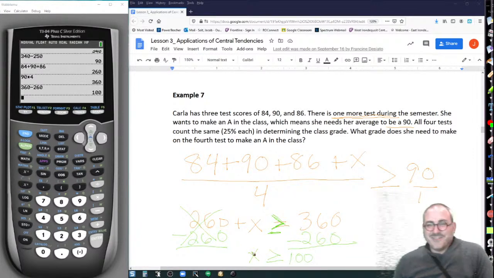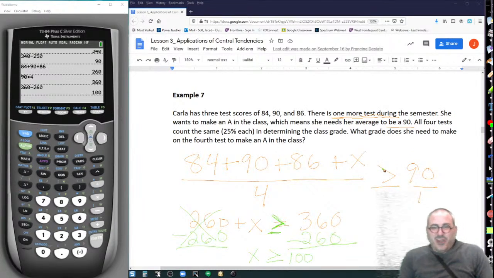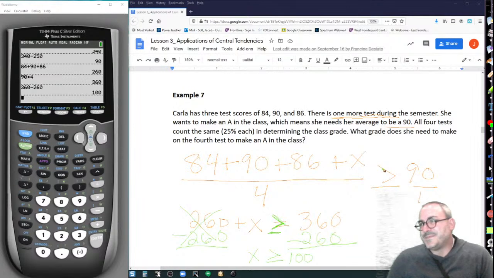100, right? She would need to get 100 or more on this test. Is it possible to get 100 or more? Probably not. It's often not possible to get over 100 on an exam. So really what we're shooting for is a 100, right? If Carla wants that 90, Carla is going to have to have a perfect go at that exam with a 100%.